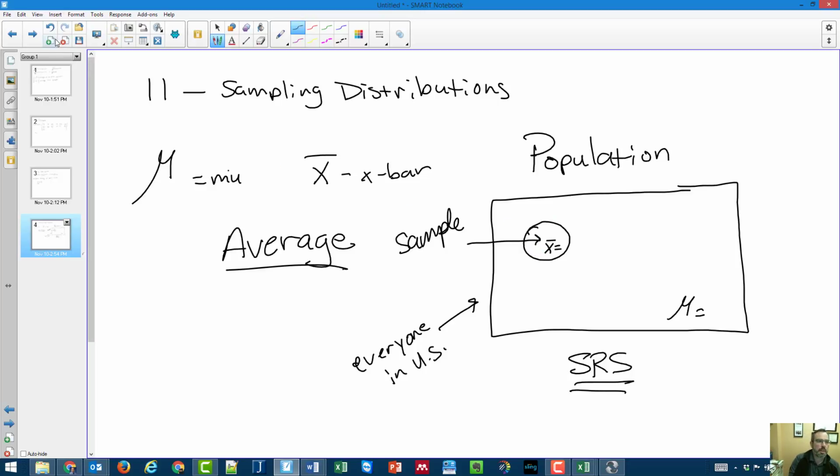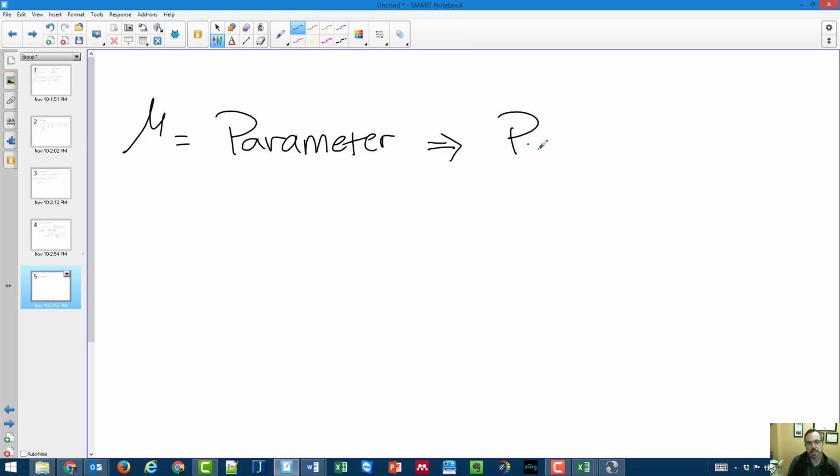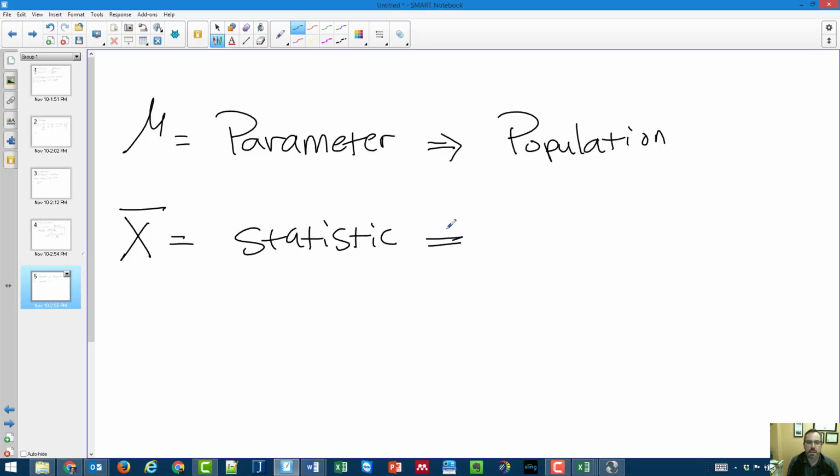A couple things that the book does, and one of them I really like, is that we talk about mu. Mu is a parameter, and parameters go along with population. It's a measure, or an average, of the entire population. X bar is a statistic, and a statistic goes along with a sample. They kind of just point out the P's: parameters and populations, statistics and samples.